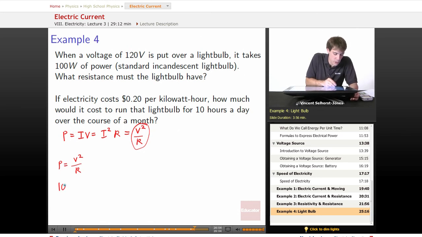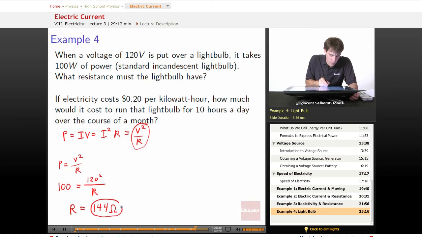So power equals V squared divided by resistance. We plug in the numbers we know. 100 watts is equal to 120 squared divided by a resistance of unknown. So the resistance winds up equaling 144 ohms. All right, great. So 144 ohms. So compare that. 144 ohms is a fairly normal object, right?